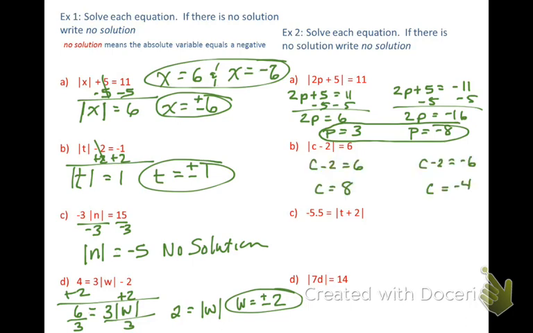All right. So you have, at the end, C equals 8 and C equals negative 4. All right. For C, negative 5.5 equals an absolute value. Can you have a negative equal to an absolute value? No, you can't. So it's no solution.